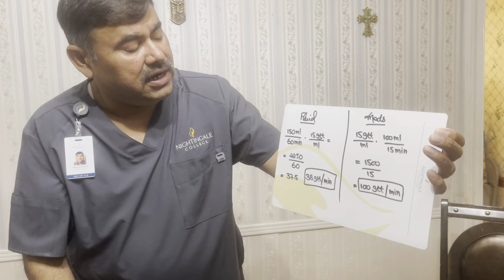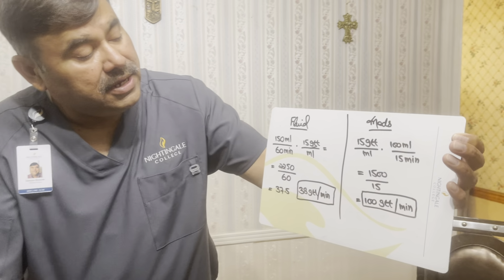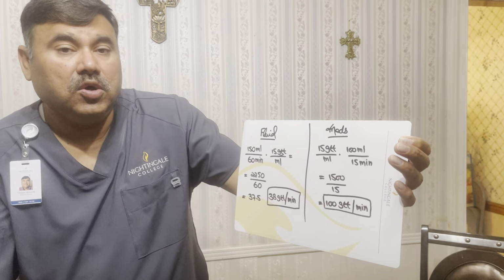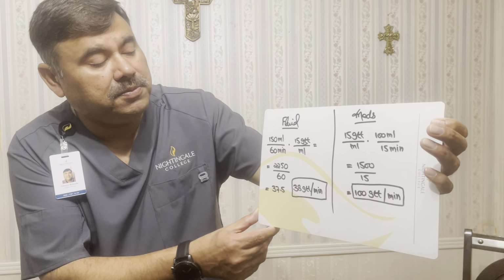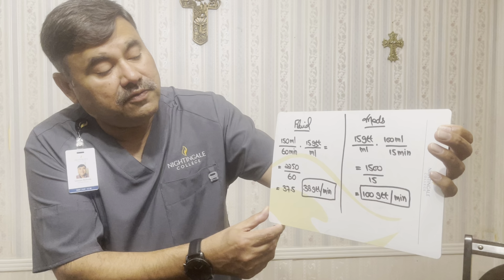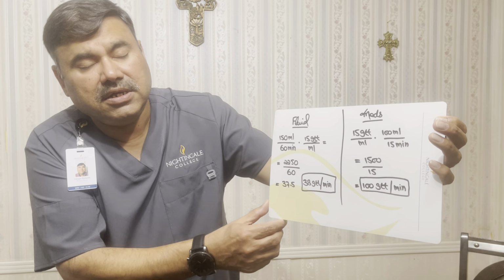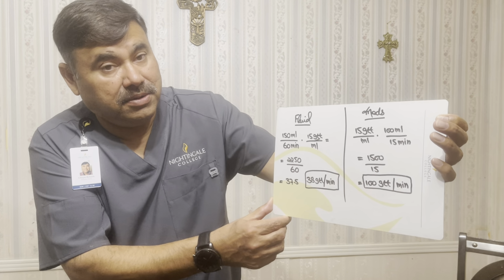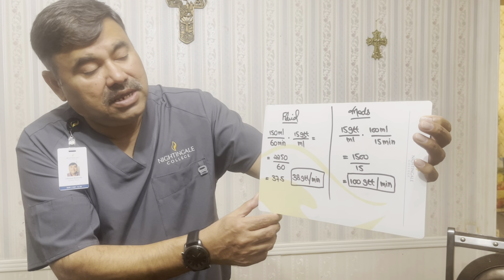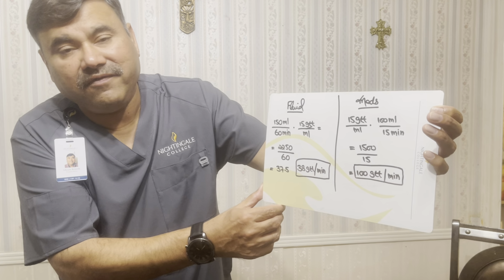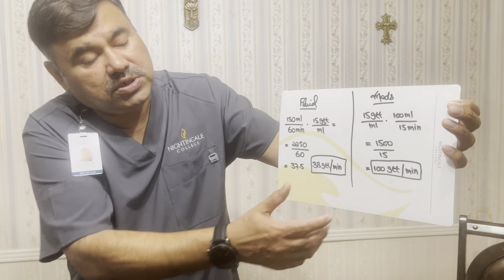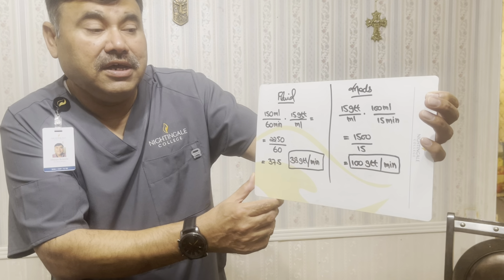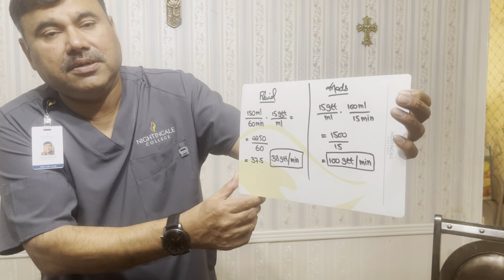So I did the pre-work: I have to hang 150 ml over 60 minutes, and my drop factor is 15 drops per minute. My work shows that I'll be giving 38 drops per minute. For the meds, same 15 drops per minute. I have to hang 100 ml over 15 minutes, so my work shows that I have to give 100 drops per minute.